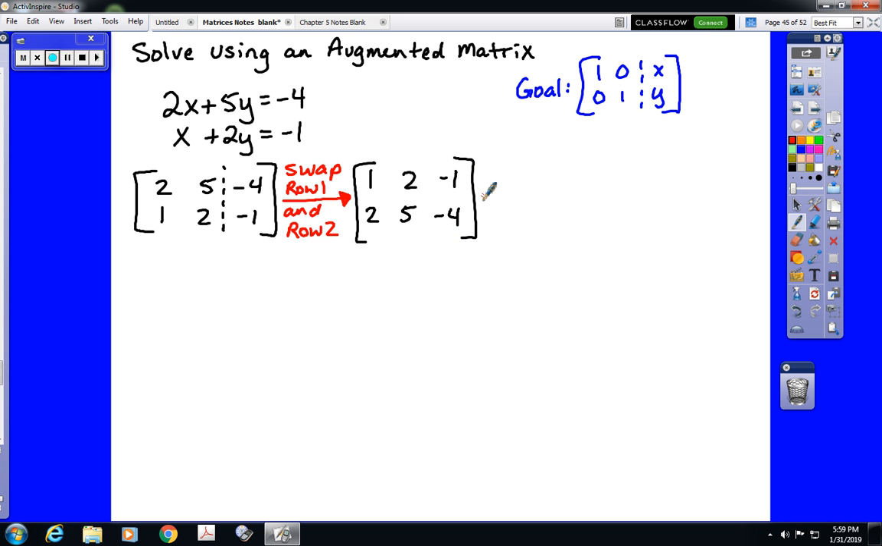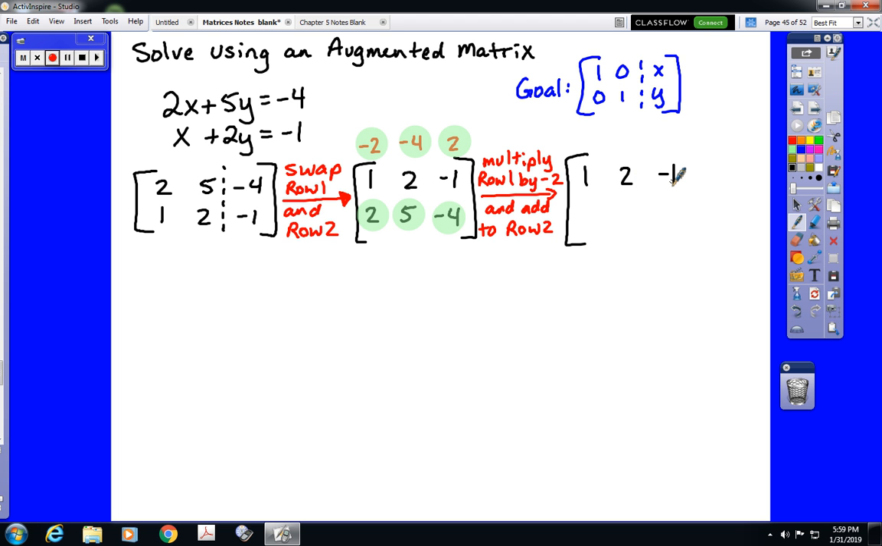Then we'll carry out a combo move. We will multiply row 1, or a copy of row 1, by negative 2, and then add it to row 2. So that'd be -2, -4, +2. And we would add those values together, which would give us 1, 2, -1 in the first row, 0, 1, and -2 in the second row.